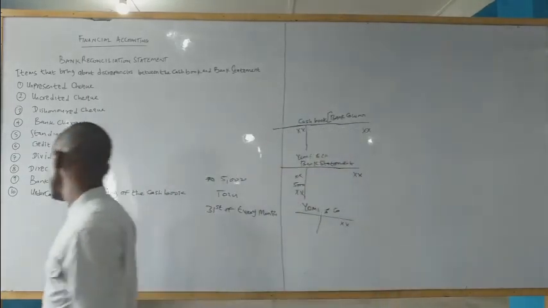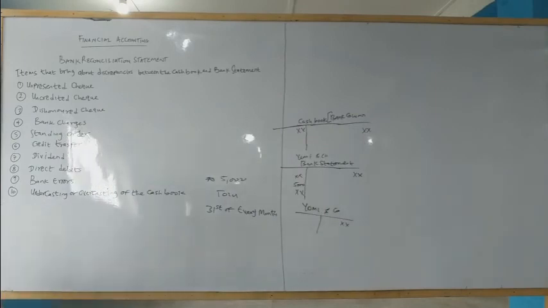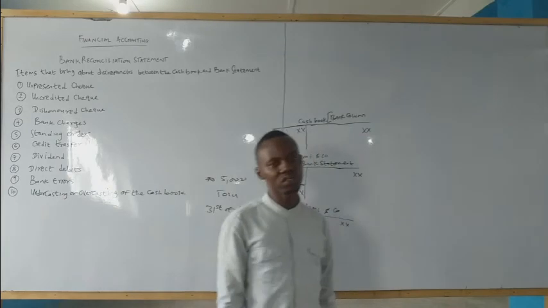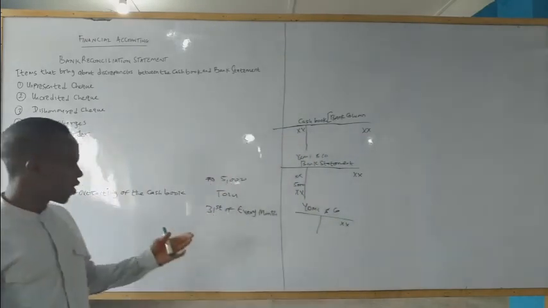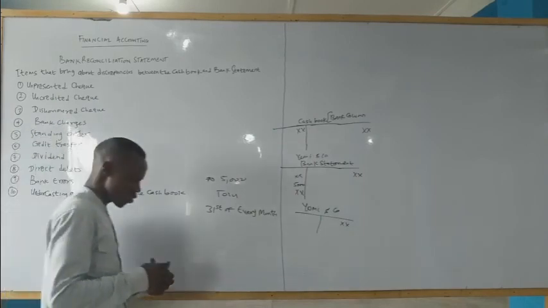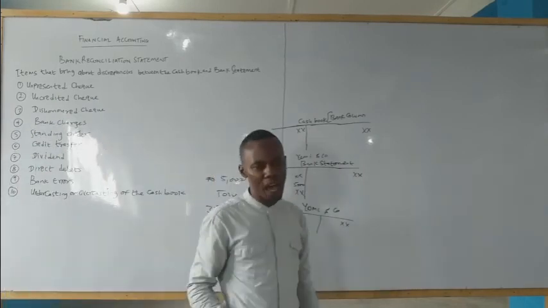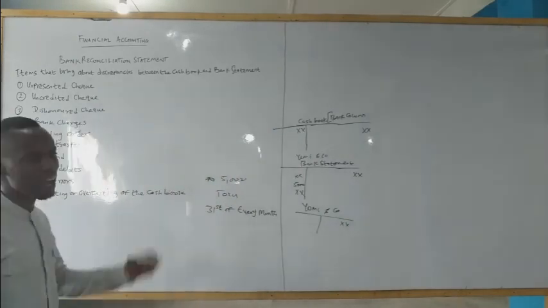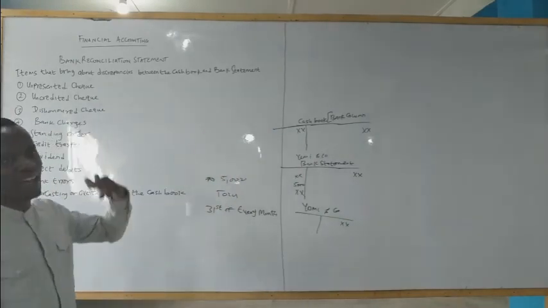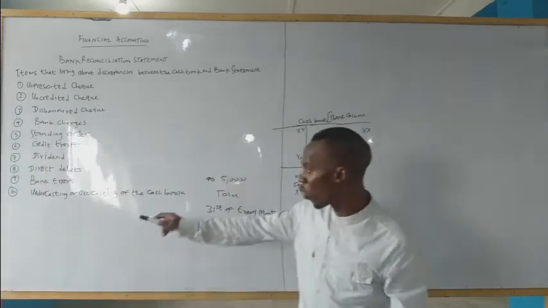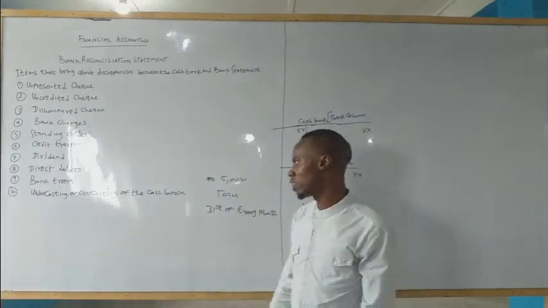Then the last is undercasting or overcasting of the cash book. Undercasting means recording a lower amount in the cash book, while overcasting means recording a higher amount in the cash book. So we are talking about undercasting and overcasting.